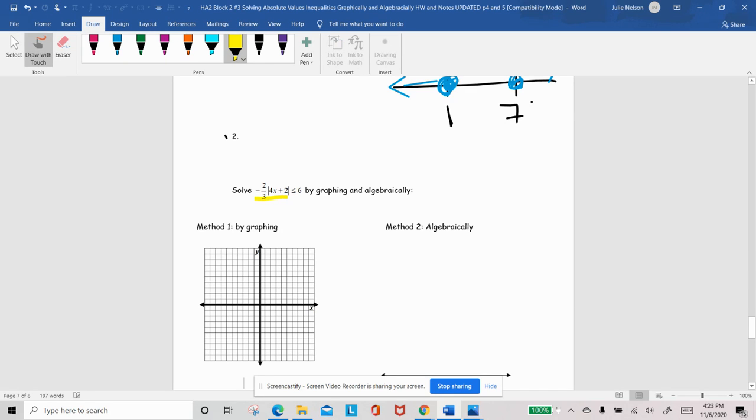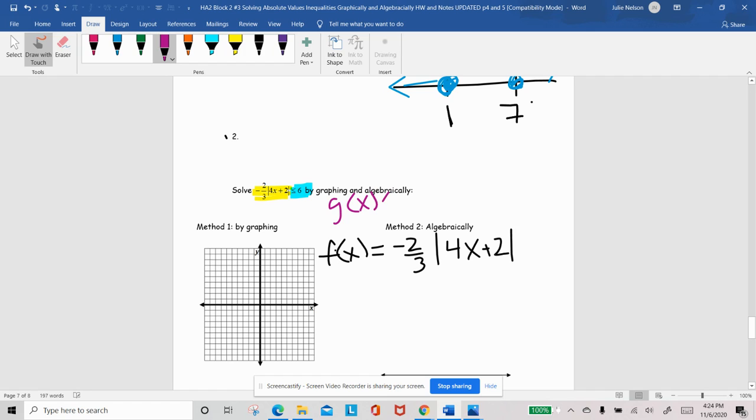I'm going to graph my left side, which is my absolute value function. So that's f of x equals negative 2/3 times the absolute value of 4x plus 2. And of course, I want to graph my linear inequality, which is g of x is less than or equal to 6. Now, no one said you had to graph the absolute value function first. You can graph the linear function first.